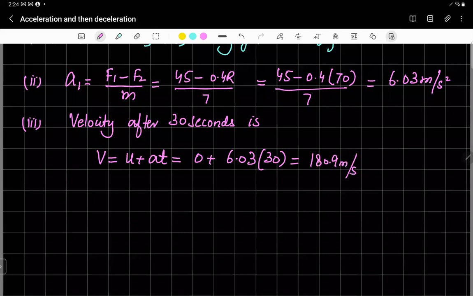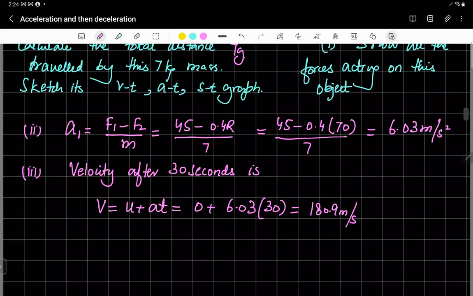Okay. Are you sure that acceleration is 6.03? 0.4 multiplied by 70 gives us the value of 28. 45 minus 28 is 17. But I think the acceleration that you've calculated is not right. Yes, I thought it was 7, not 70. It's 2.43. 2.43? Yes.